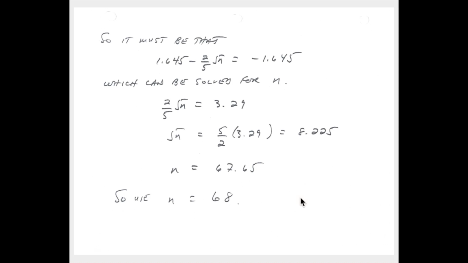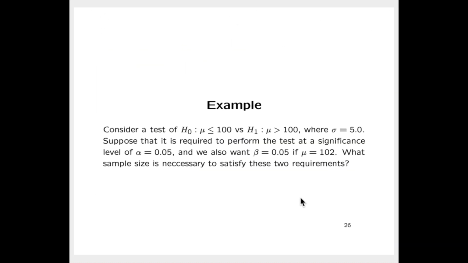So if we select a sample of size 68, then we're going to be able to perform this test such that the probability of a type 1 error is 0.05 and the probability of a type 2 error is only 0.05. So that is the way that we can control both types of inferential errors, by selecting the appropriate sample size.